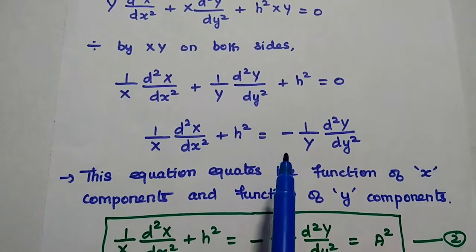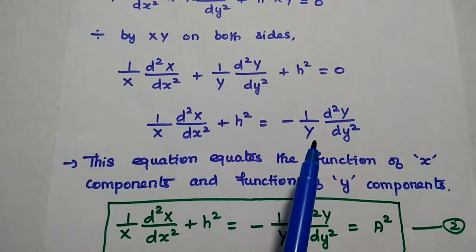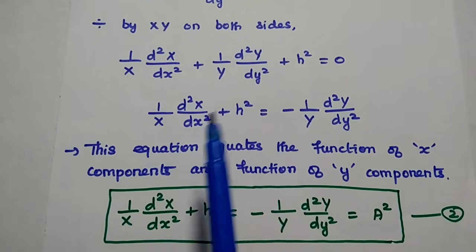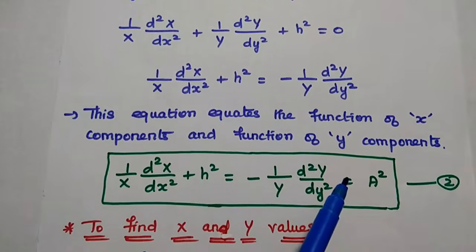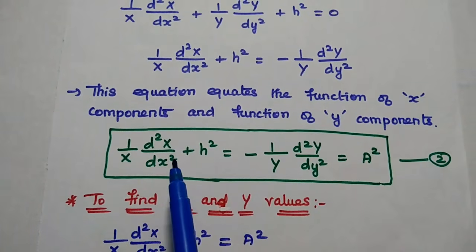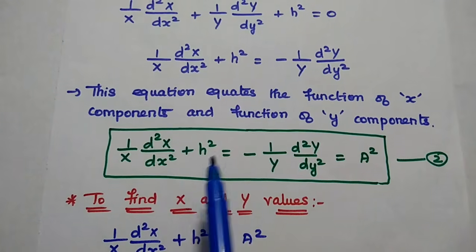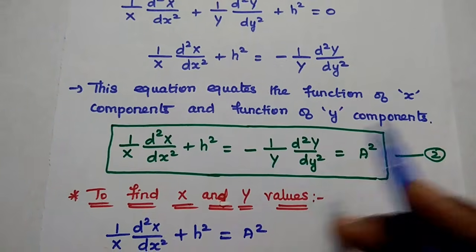So this equation equates the function of x component and y component. Now we can equate these two components to one constant value, that is a squared. Consider this as the second equation. So (1/X) d²X/dx² + h² = -(1/Y) d²Y/dy² = a².